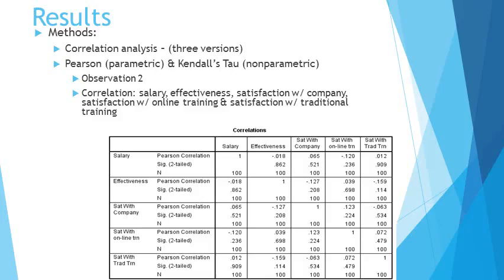Any correlations between salary, effectiveness, satisfaction with company. Here we're pulling back those satisfaction criteria, looking to see if we can find any type of correlation between somebody's salary, how good they are at their job, how much they like being with the company, how much they enjoy online training or their satisfaction level versus, again, satisfaction with traditional training.